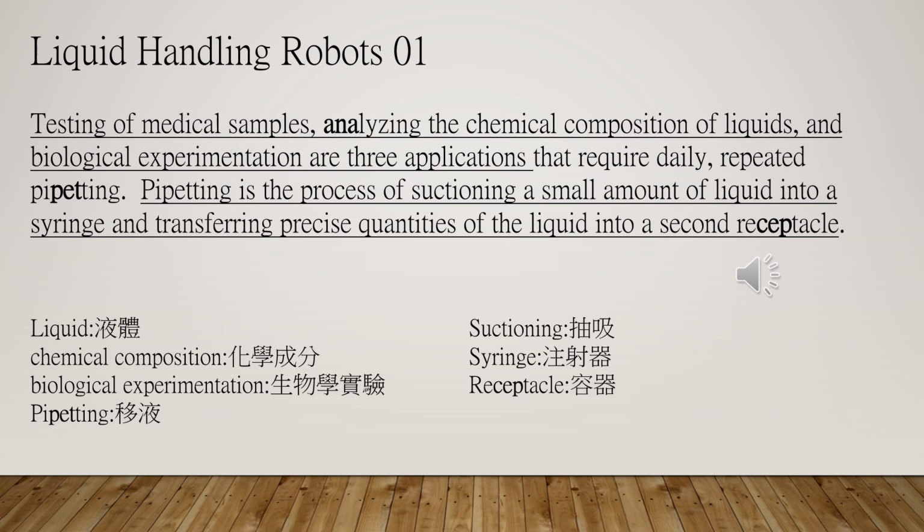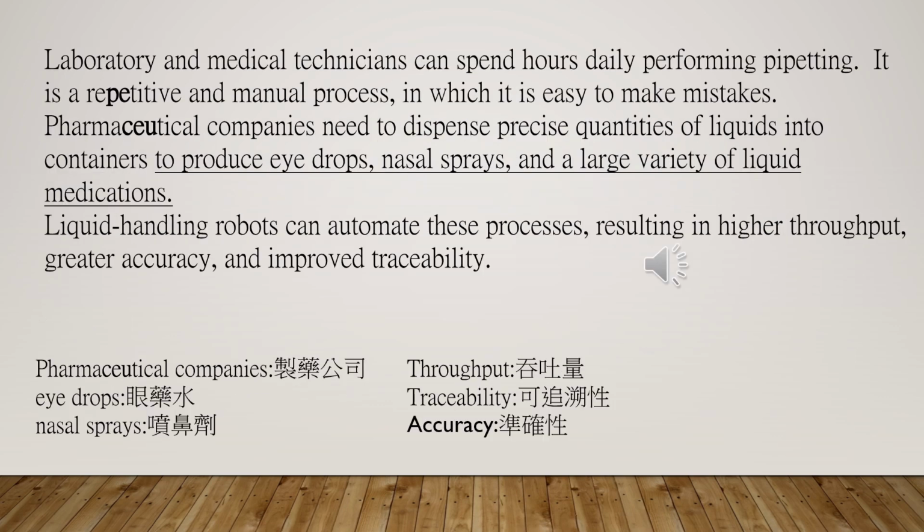Liquid handling robot. Testing of medical samples, analyzing the chemical composition of liquids, and biological experimentation are three applications that require daily, repeated pipetting. Pipetting is the process of suctioning a small amount of liquid into a syringe and transferring precise quantities of the liquid into a second receptacle. Laboratory and medical technicians can spend hours daily performing pipetting. It is a repetitive and manual process, in which it is easy to make mistakes.